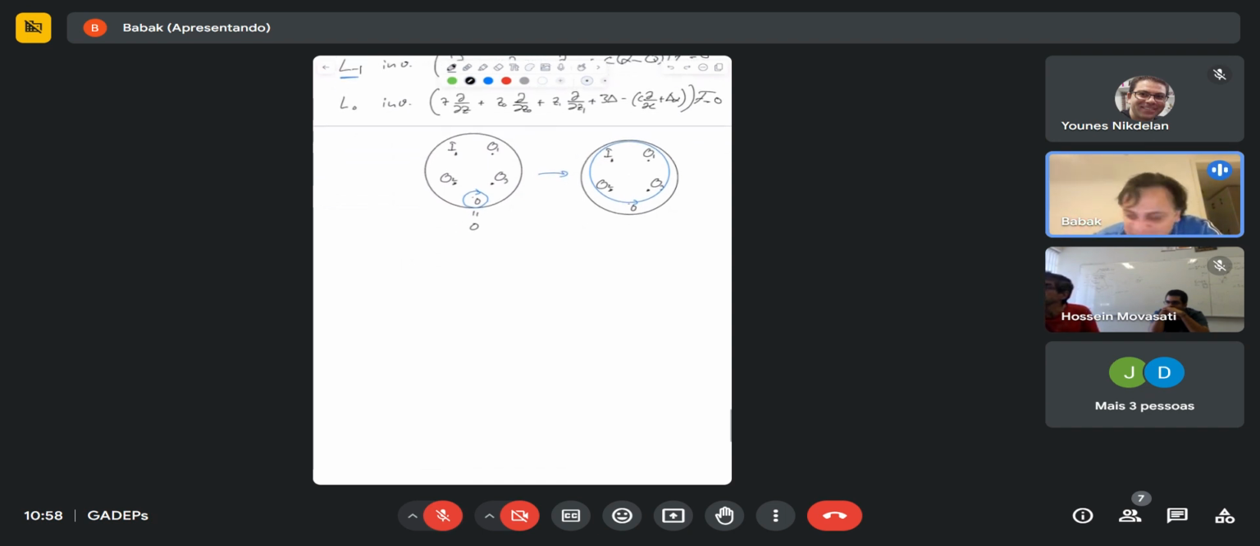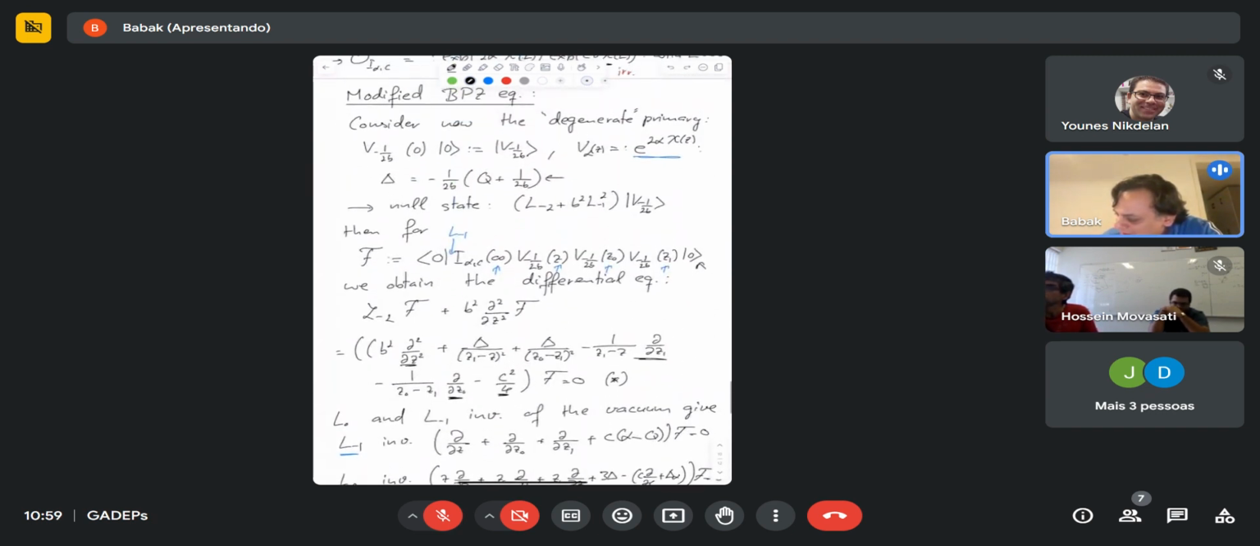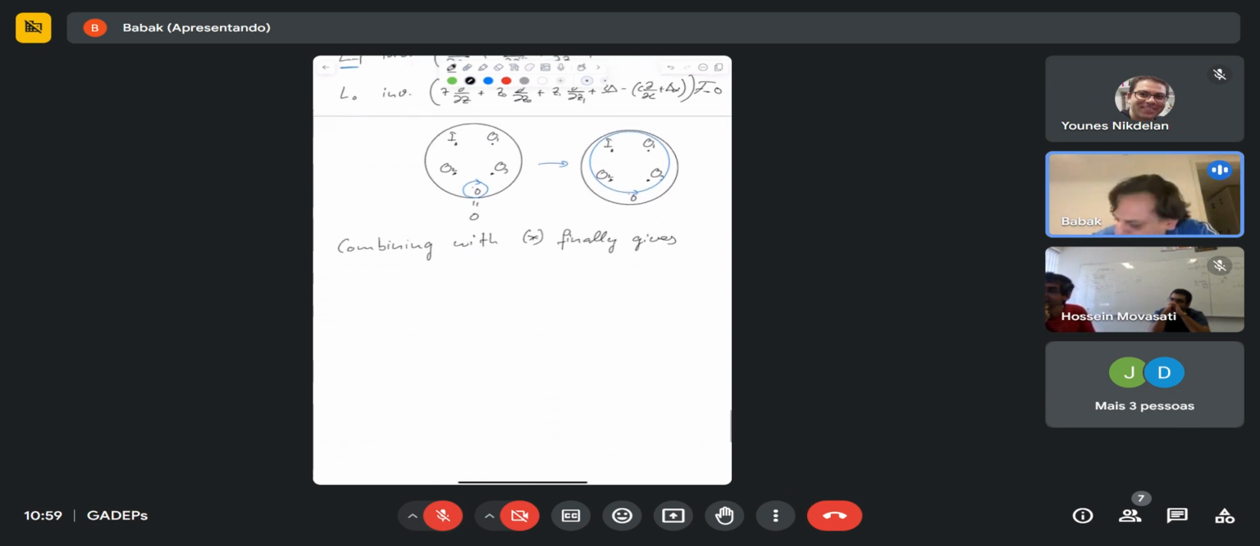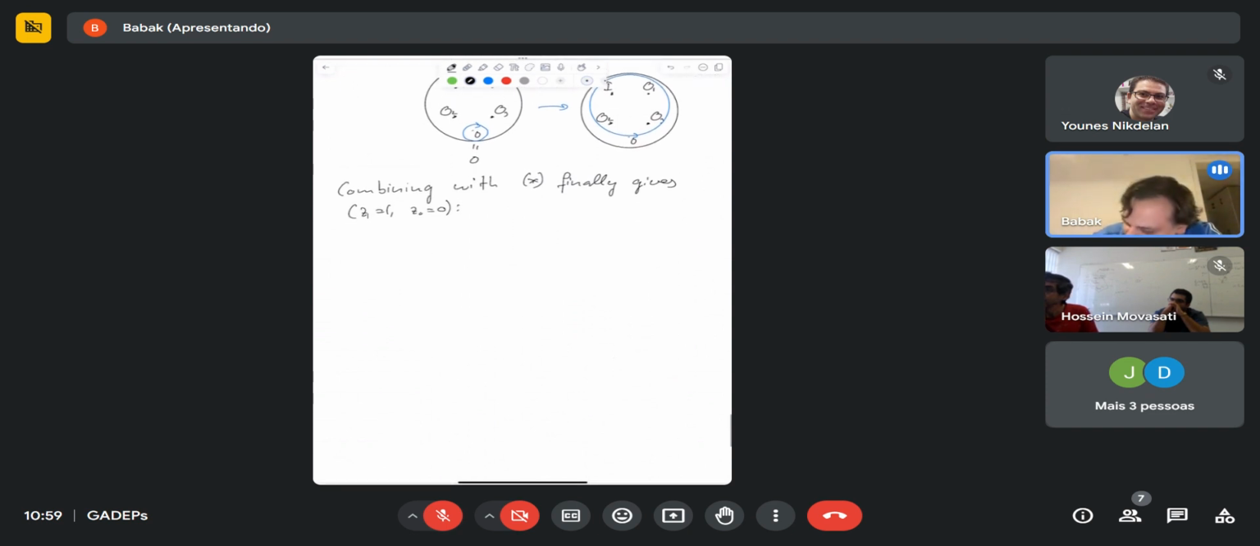And then we can insert it back into our equation star here, right? So combining with star finally gives that now I'm setting, for simplicity, z1 equal to 1 and z0 equal to 0. I can use conformal transformations to do that. Then I have this. Right, now I obtain finally a differential operator solely with respect to z.